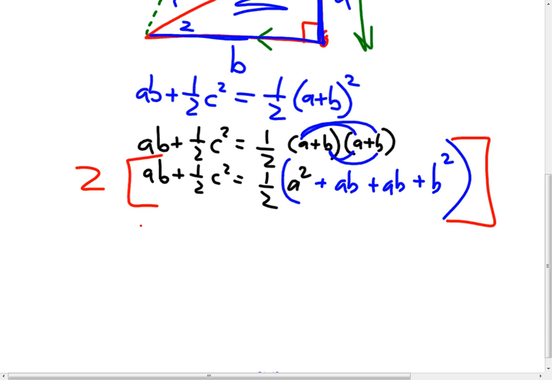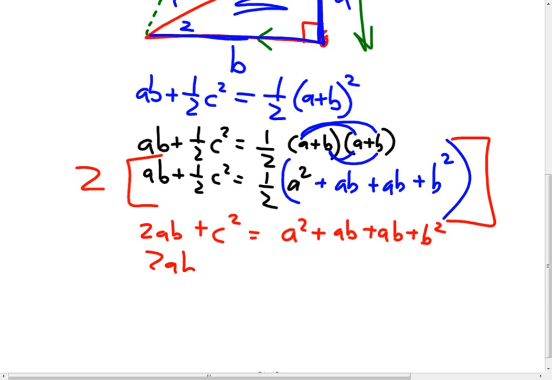So 2 times AB is 2AB. What's 2 times 1/2 C squared? What happens when you do the 2 times that 1/2? That was the whole point in multiplying by 2, was to get rid of it. And that 1/2 over there, that goes away. So now all I'm left with over here is the A squared, the AB, and the B squared. How many ABs do we have over here?